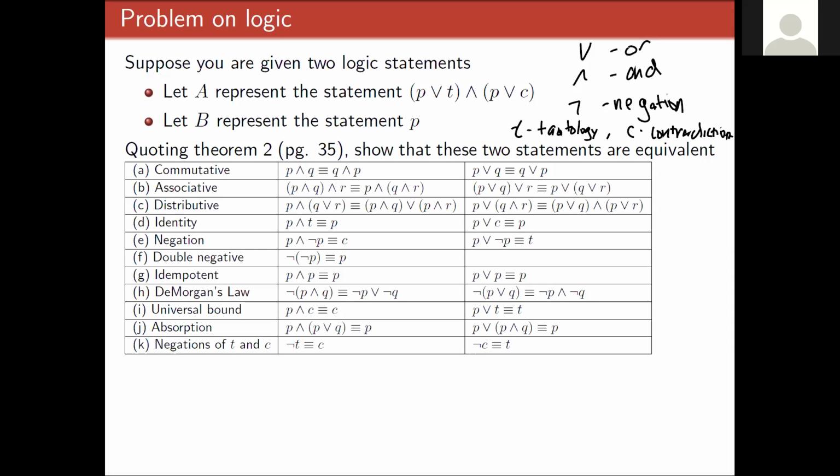And so I've provided just a copy of all those theorems here. So we have commutative, associative, distributive, identity, negation, double negation, idempotent, de Morgan's, universal bound, absorption, and then the negations of a tautology and contradiction. So if you want to go ahead and take a few minutes and see how we can start to show that P or T and P or C will eventually be equivalent to the statement P. So go ahead and take a couple of minutes on your own, and we'll work through it together.